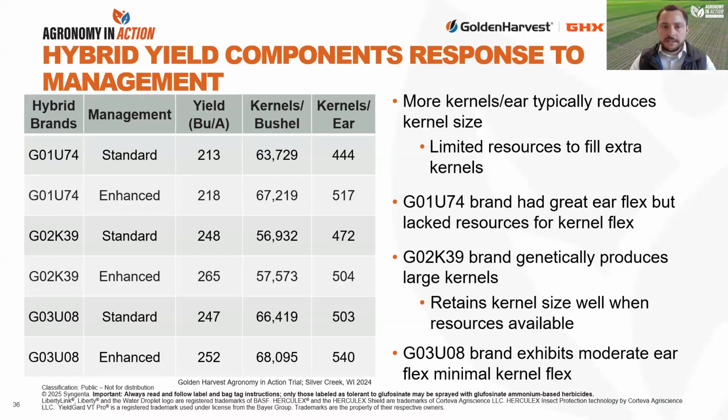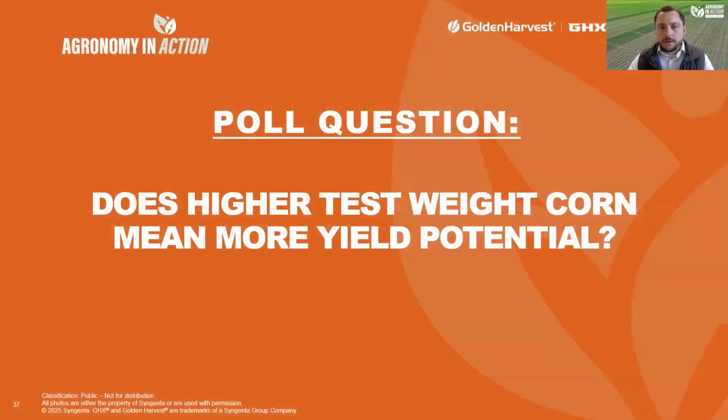We'll come back and revisit it in a couple of slides down the road, but we spent a lot of time talking about kernel size and kernels per ear. I want to pivot now and have a conversation around test weight, because test weight a lot of times gets thrown into this conversation, and I think we need to understand what it means. So I'd like to pose the question, and it's a true or false. The question reads, does higher test weight corn necessarily mean more yield potential?